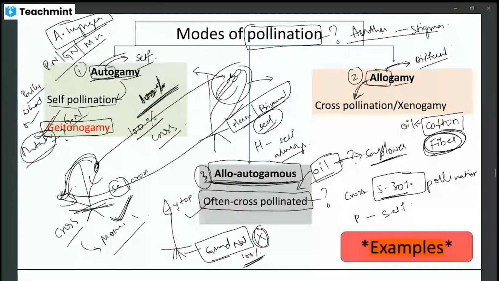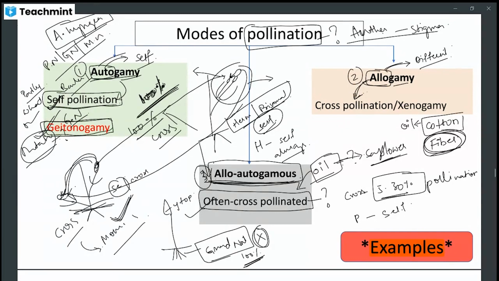Still paddy, wheat, tomato, groundnut, ragi. Yeah, ragi. Just remember that. Barley. Yeah, good. What about your pulses? Do they come under it? Cowpea. Soybean. Yeah. See, most of the pulses are predominantly self-pollinated. Okay. Do remember this.